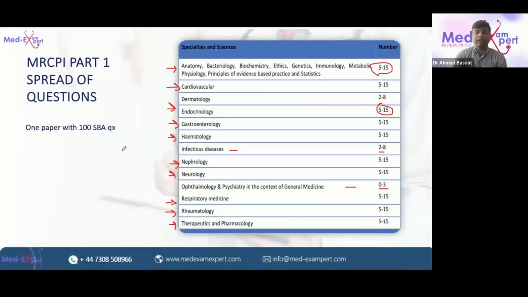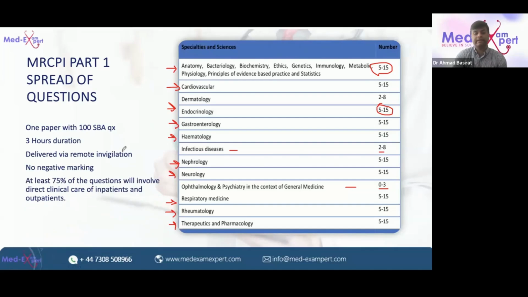So one paper with 100 MCQs, it's 3 hours duration, delivered via remote invigilation. There is no negative marking, which is good. At least what they say is that 75% of the questions will involve direct clinical care of inpatients and outpatients. So at least 3 by 4, like 75% of the MCQs involve our day-to-day interaction with the patients, whether inpatient or outpatient. So it's quite close to what we practice on a day-to-day basis.